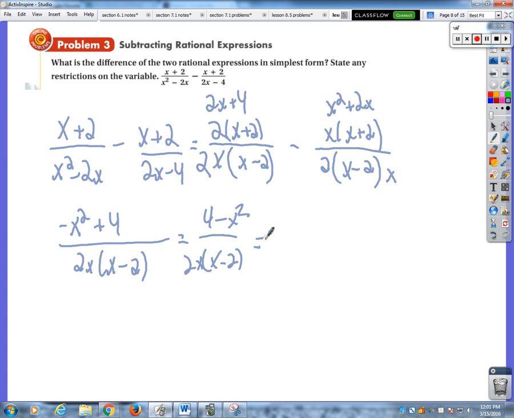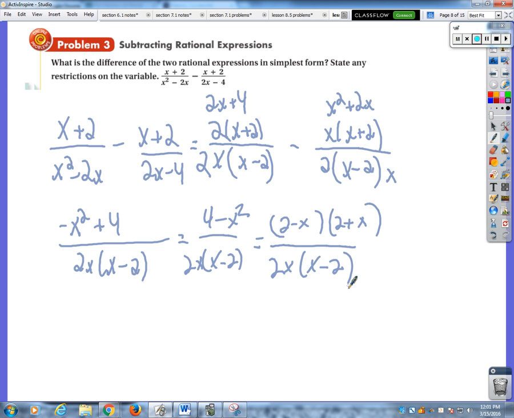And that hopefully allows you to recognize that this is a special factor pattern. Difference of two squares. So 4 minus x squared factors into, but the x is at the end this time, so 2 minus x times 2 plus x, okay? And that's still over 2x times x minus 2.